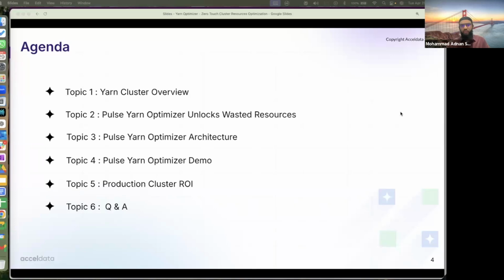I'll quickly walk through the YARN cluster overview and YARN optimizer, how it helps you unlock the resources that are unutilized, the architecture, a short demo, and then the production cluster ROIs that we have seen over a period of 8 to 9 months from different customers, and then open for questions. So Pratik, next slide, please.